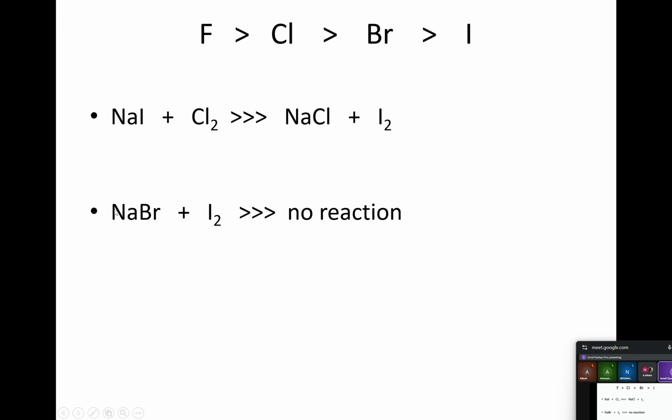Also, you have sodium bromide combining with iodine. Where you see something like this, you have no reaction. It's very similar to that metallic substitution.